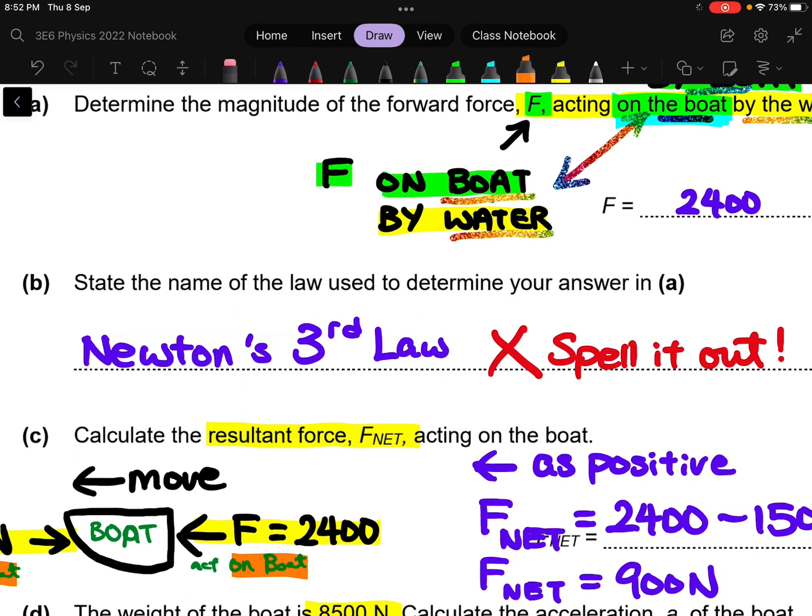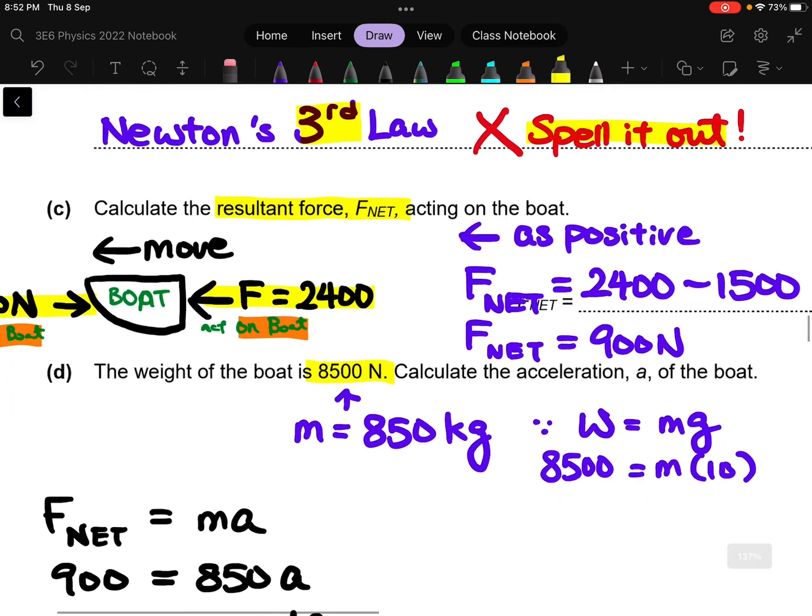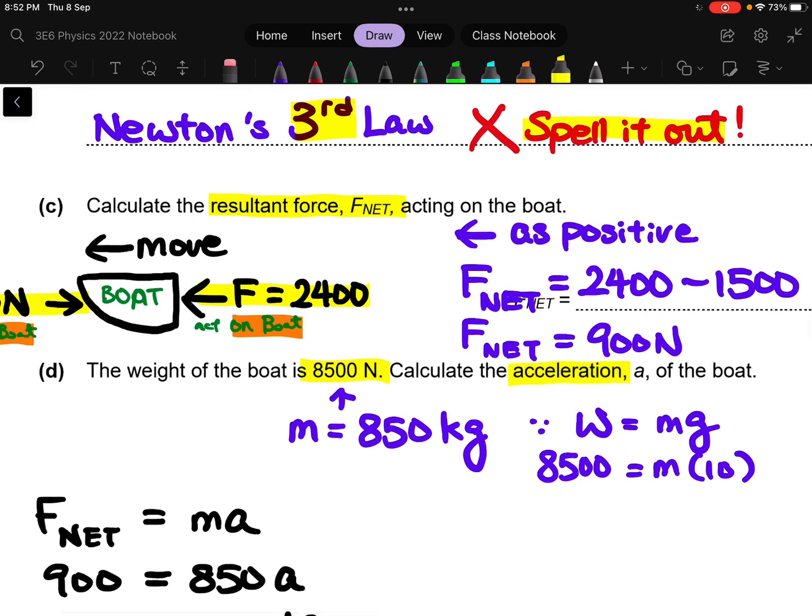I think I forgot to mention your part B. For part B, the name of the law is not action-reaction law. The name of the law is actually Newton's third law, and you are supposed to spell it out. If not, marks will be deducted. So let's come back to the calculation. In part C, you have already found that your F net is 900.